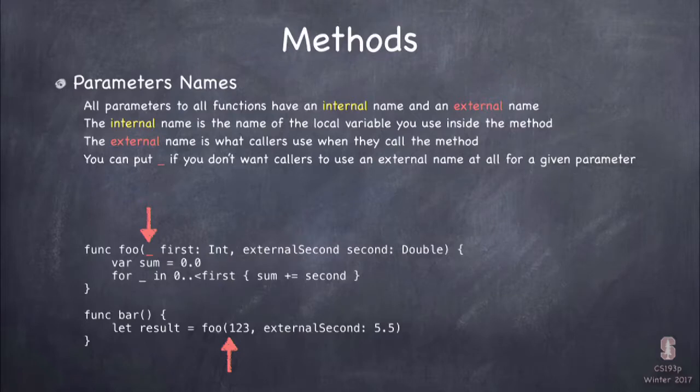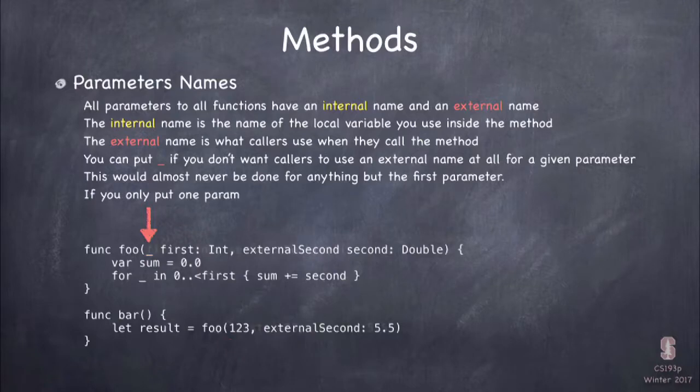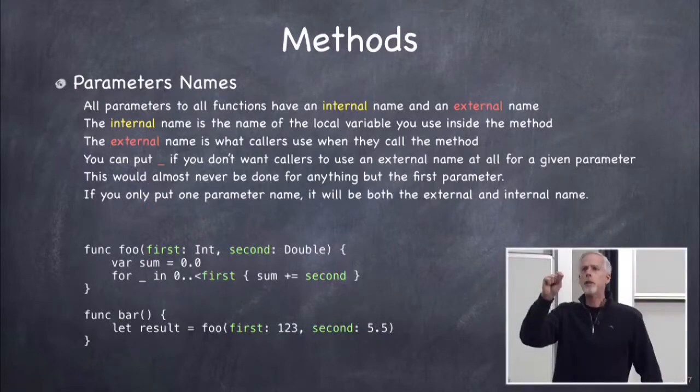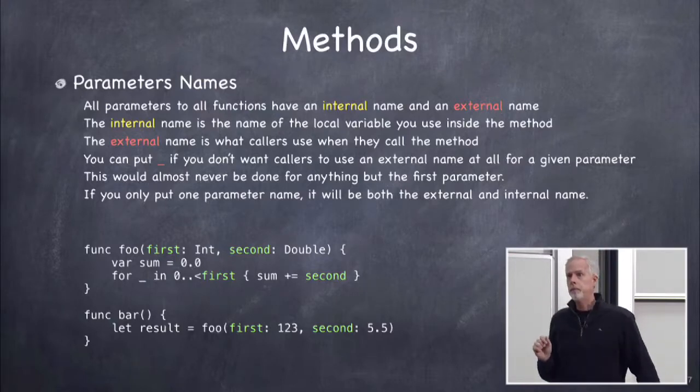Because sometimes the name of the method and/or the type of that first argument is enough to make it clear what that thing is supposed to be. So we don't need to put an external name. It's kind of clear. All the other parameters, we don't have the advantage of having the name of the method there. So that's why we almost never put underbar for the later ones. By the way, if you only put one parameter name, then that's both the external name and the internal name. And that's not that uncommon. You'll do that occasionally.